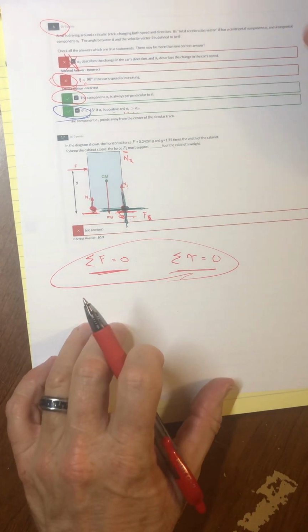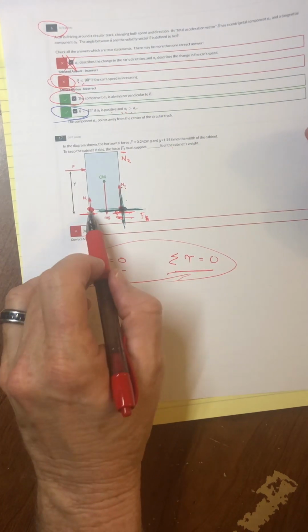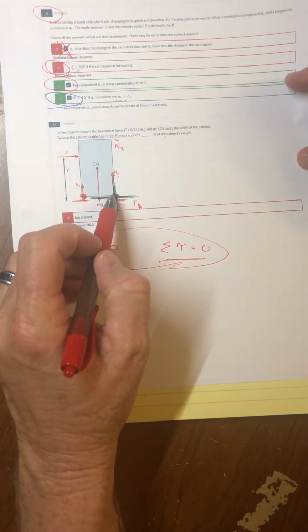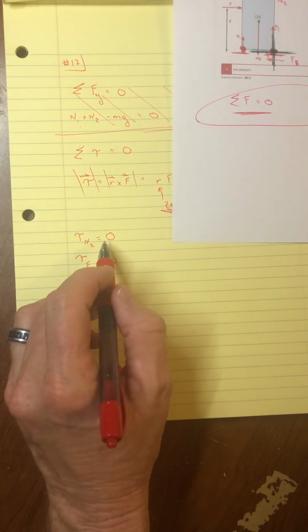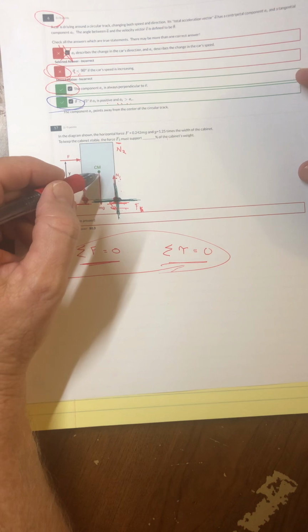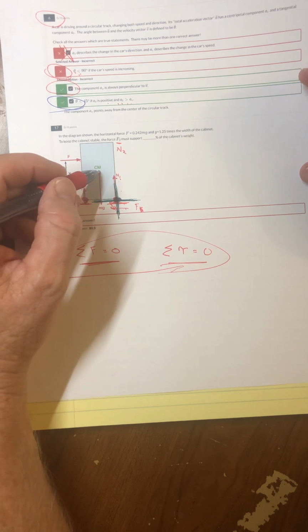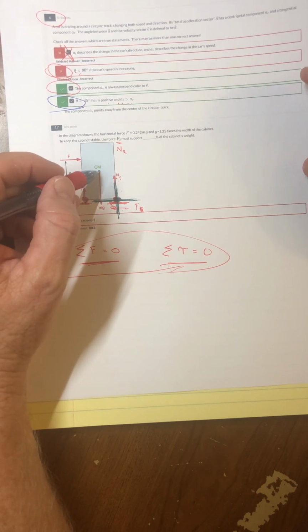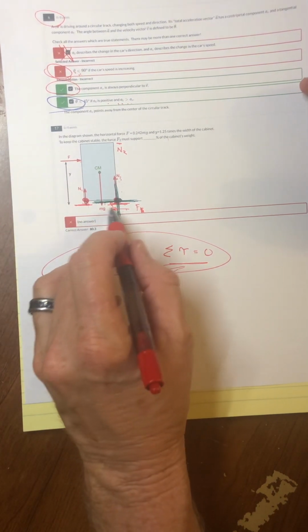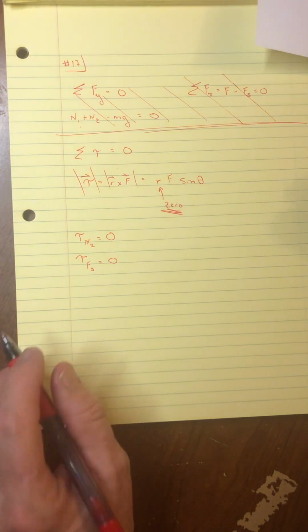But it might give me enough information to solve for N1, which then I can use back here to get N2. And that's what I'm going to do here. Okay. So the torque from N2 is 0. Let me move on to this torque right here. So this torque, which is the force from gravity, has a perpendicular distance that's half the width of the object.